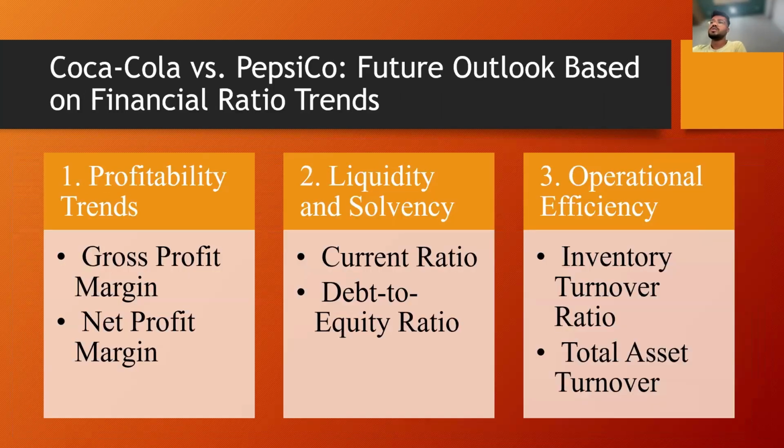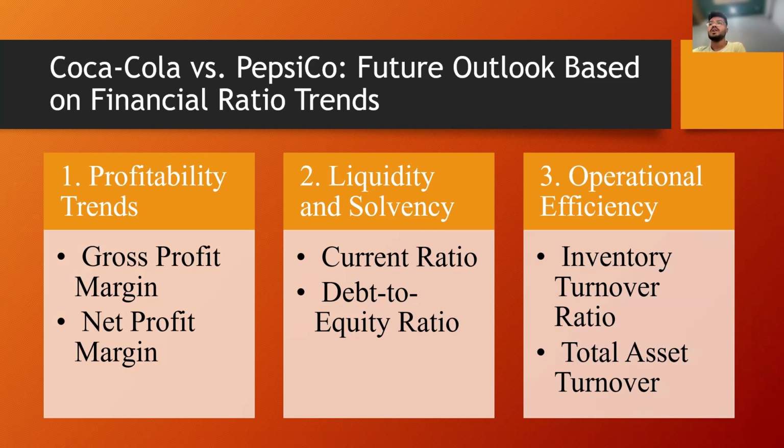Okay. So, future outlook based on financial ratio trends. First, profitability trend. In gross profit margin, Coca-Cola maintains a robust gross margin of approximately 58.25%, reflecting strong pricing power and cost efficiency. PepsiCo has a slightly lower gross margin at 53.58%, indicating higher production cost relative to revenue.